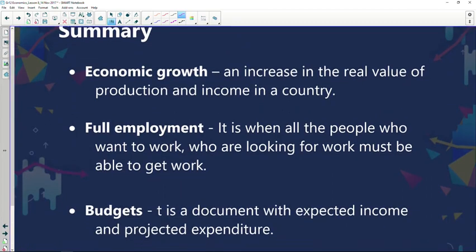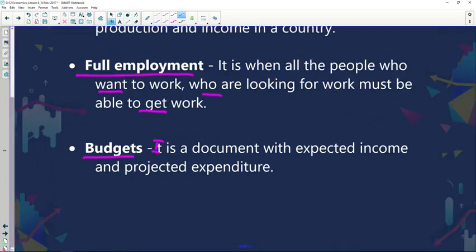All right, so we've done so much in this lesson, so it's time for us to quickly sum it up. We've looked at economic growth, which is an increase in real value of production and income in the country. And then we said that full employment is when all the people who want to work, who are looking for work, must be able to get work. And then we spoke of the budget. It is a document with expected income and projected expenditure. And well, that's the wrap of this wonderful and interesting lesson that we've just had.